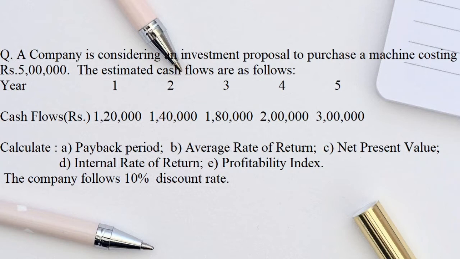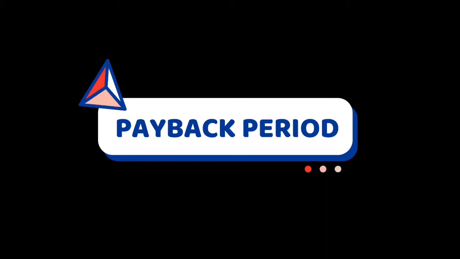In this problem, the machine cost is given 5 lakhs rupees, and each and every year cash flows. In these cash flows, those cash flows are coming under net cash flows. It is not required to calculate depreciation and tax. You directly take cash flows and calculate those techniques. We calculate payback period.